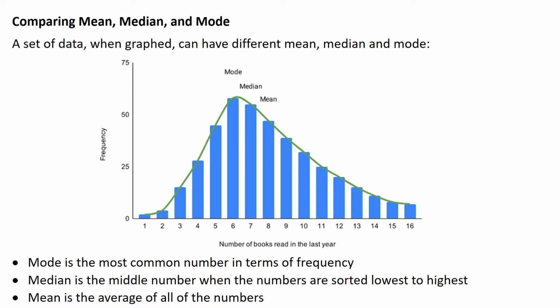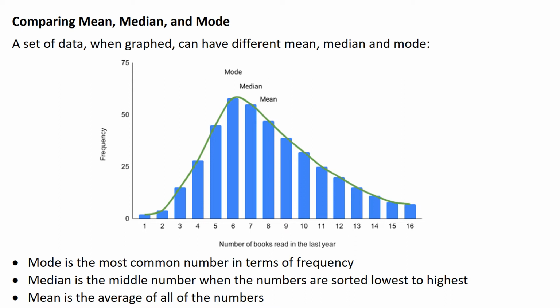This is a graph of data with the number of individuals on the y-axis and how many books they read on the x-axis over a year. And you can see the mode is the most. The mode is the most by volume.